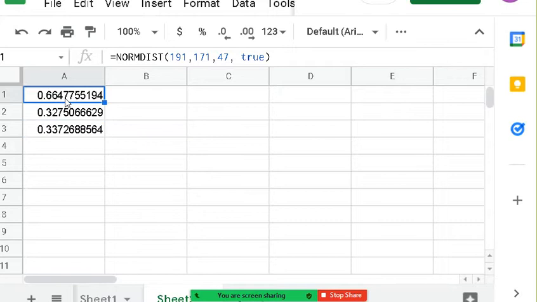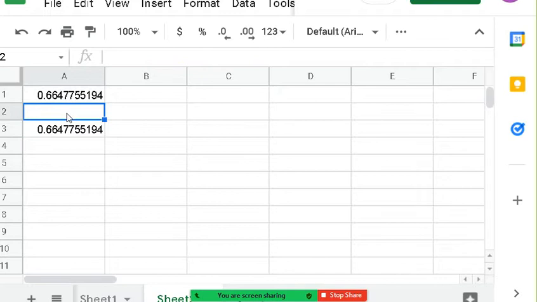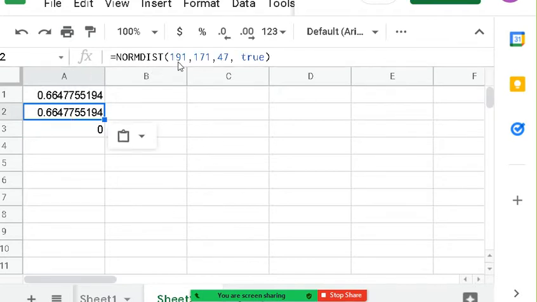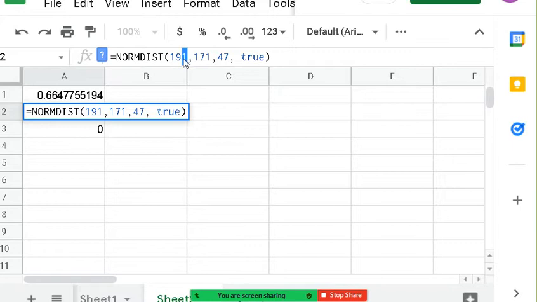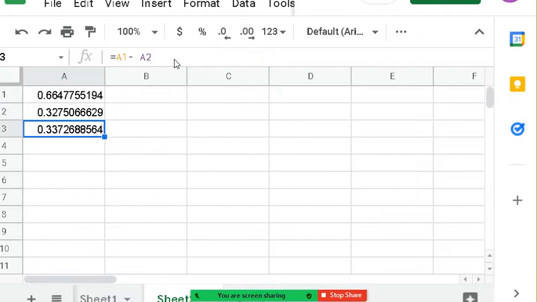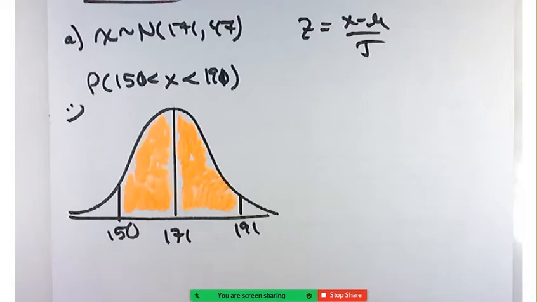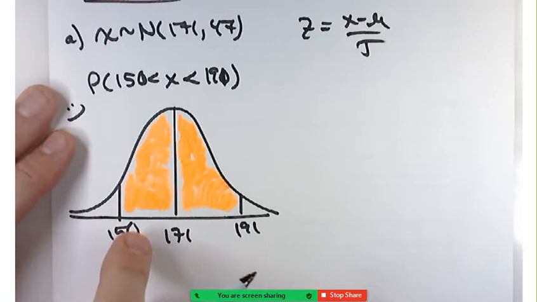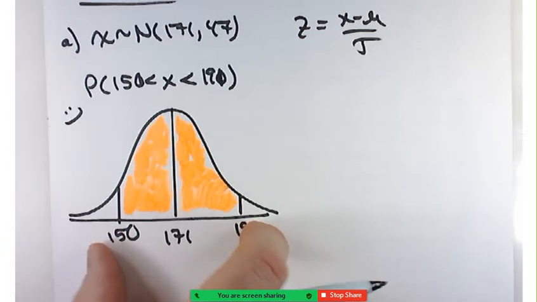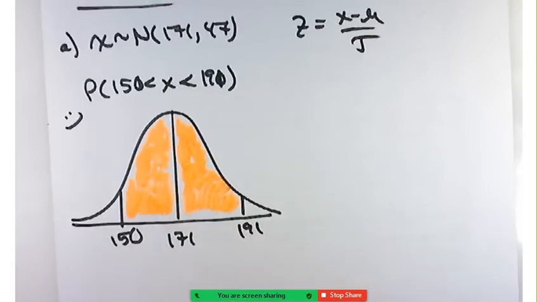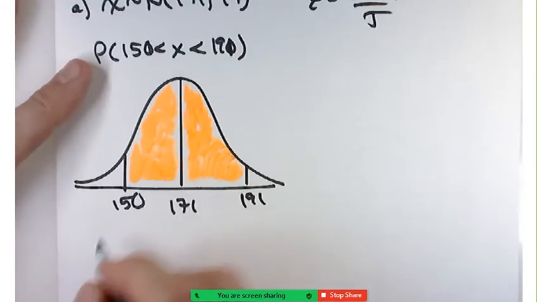I just hit Control C, and then down here, let me just delete this. You hit Control V, and then you want to go back up here and just change the one little piece of information that's changed, which is the 191 becomes a 150. And the reason we do that is because you found the area to the left of 191, and then the area to the left of 150. If I subtract off that area, I'll just be left with the area between those two. All right? So that was about 0.3373, is that what I said?